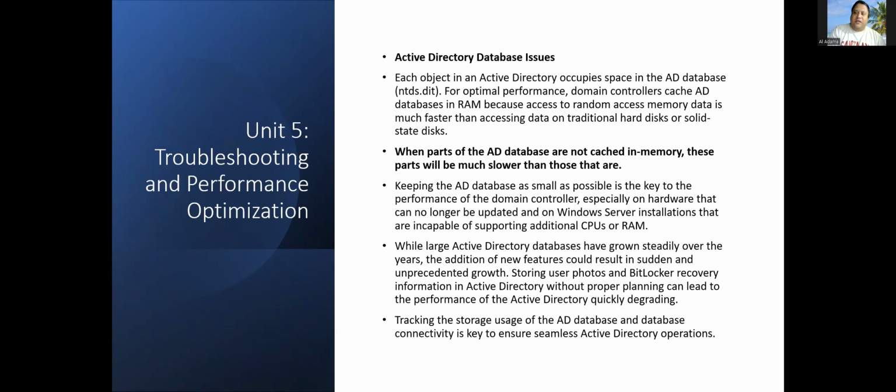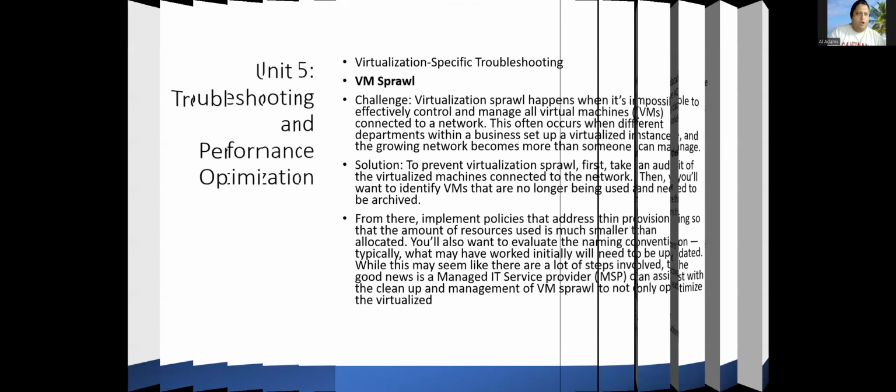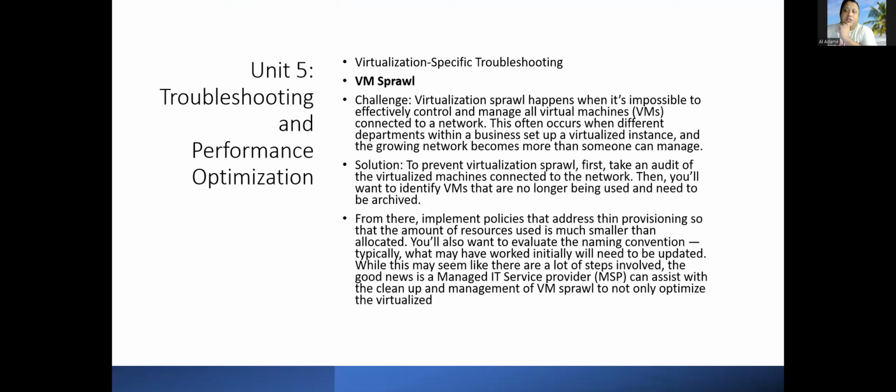Tracking the storage uses of the AD database and database connectivity is key to ensure seamless Active Directory operations. Almost done. So let's talk about virtualization-specific troubleshooting. VM sprawl. What the hell is VM sprawl? Here's what it is. VM sprawl happens when it's impossible to effectively control and manage all virtual machines.